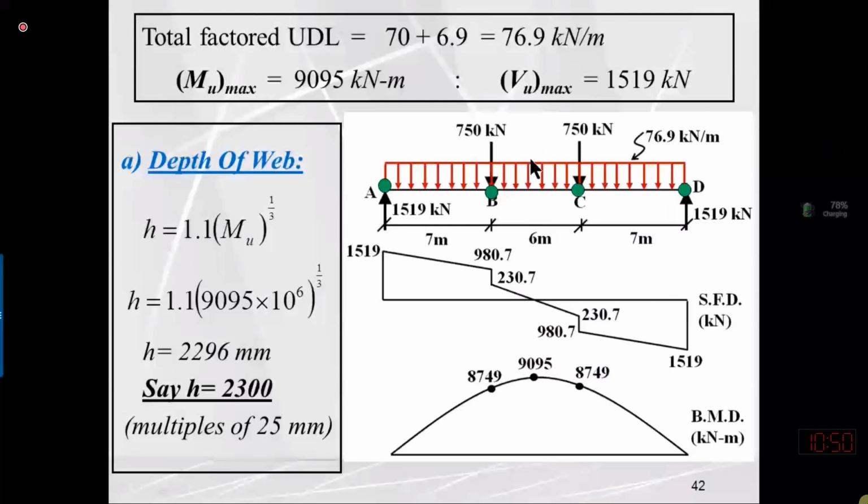But if your concepts are not so strong, you can plot the shear force diagram and bending moment diagram by using the knowledge of your mechanics of material and structural analysis. So maximum shear force in this plate girder is 1590.